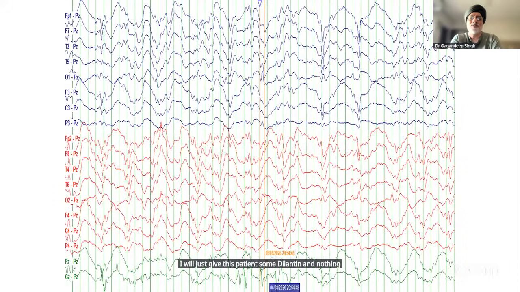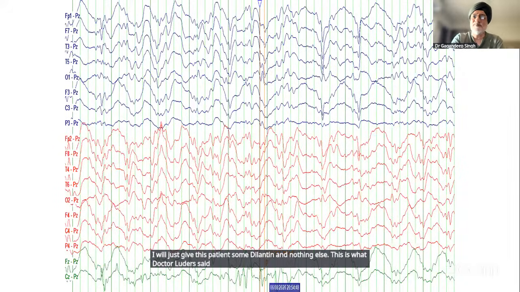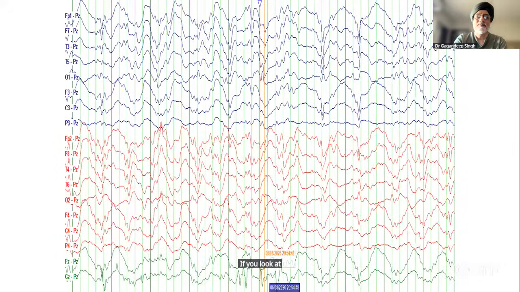This is what Dr. Luders said at that time, implying that, well, these patients are at increased risk of seizures, but we don't have to treat them aggressively, right? But if you look at the EEG, and then next slide.